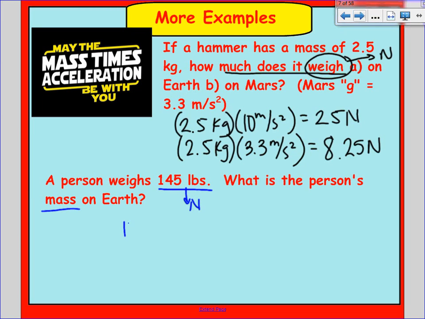So what we first have to do is take 145 pounds and convert that into newtons. We know what that conversion is. For every 1 pound, there is 4.45 newtons. Doing so cancels out the pounds, and when I multiply those two together, I end up getting, for my number of newtons, about 645.25.